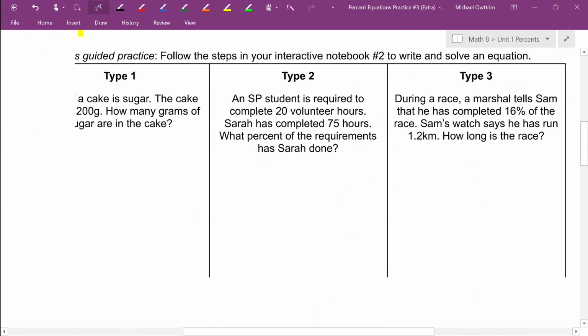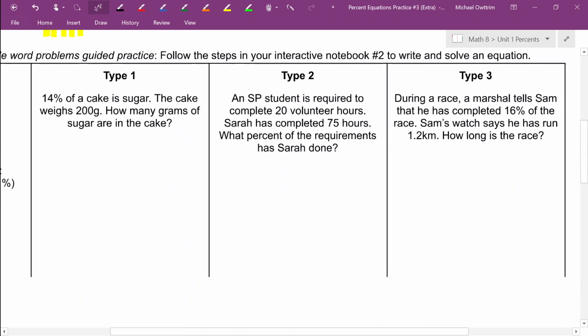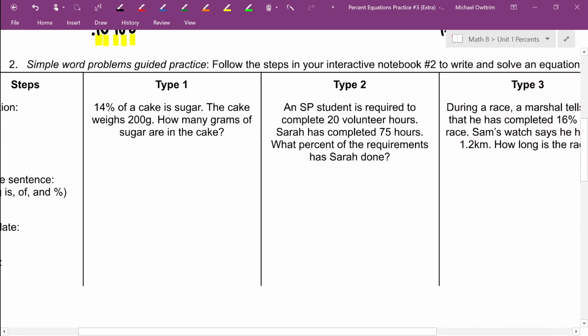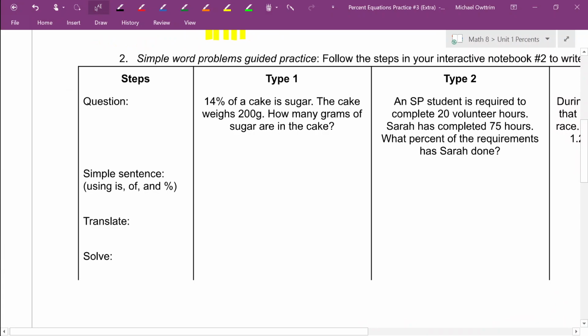Now those were just basic ones where we just have an equation given to us and we want to solve it out. The next layer of complexity is to have a word problem. And of course we have examples of type 1, 2, and 3 word problems. Now in these ones, you usually want to start by finding the simple sentence in the question, or in a little bit harder question, writing a simple sentence using those equation words: is, of, and percent. So when I look at my type 1 example, I have right here my nice simple sentence.